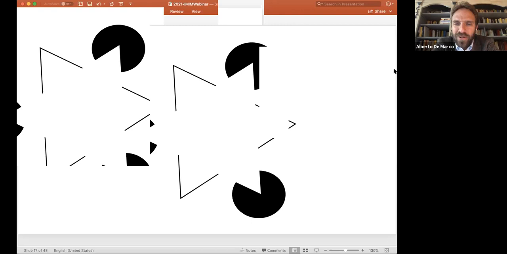1, 2, 3, 4, 5, 6. The 6 apices, right? There are 3 black here, the 3 white, and then there's 1 large black and 1 large white. So I would say 8. Yan, thank you. So Yan would say it's 8 triangles.